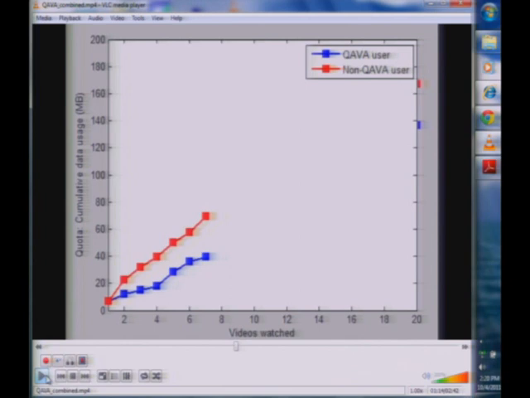So is this work sponsored by AT&T? No, this one is not from AT&T. This one is from Princeton. The previous work was from AT&T.